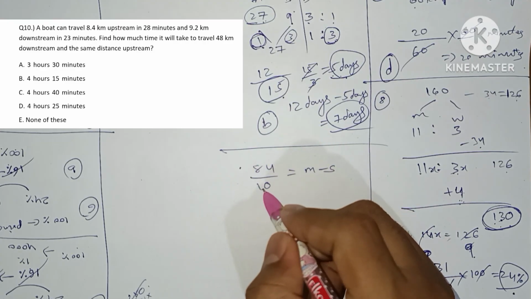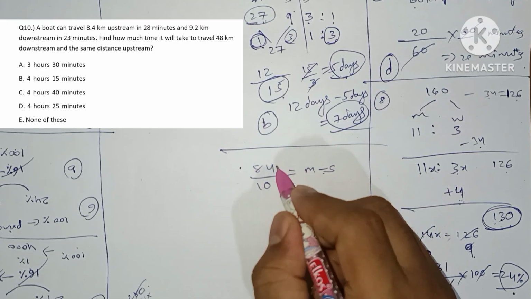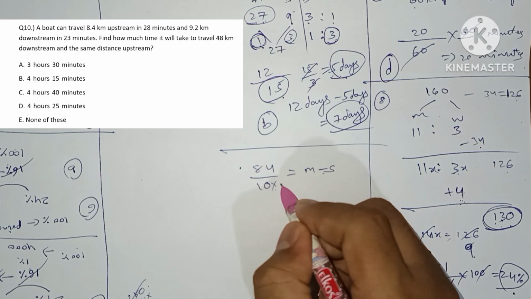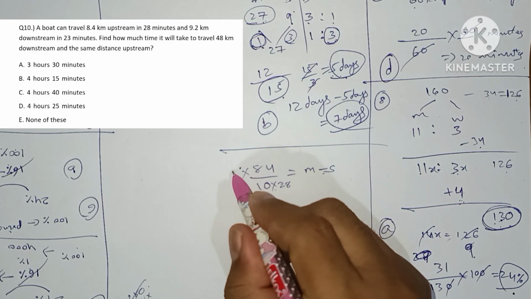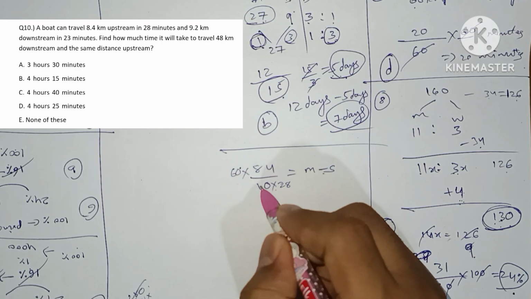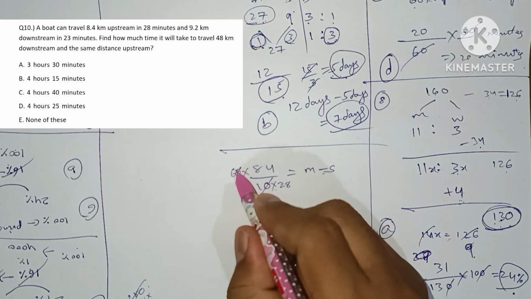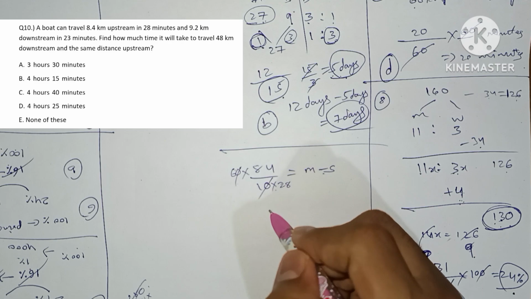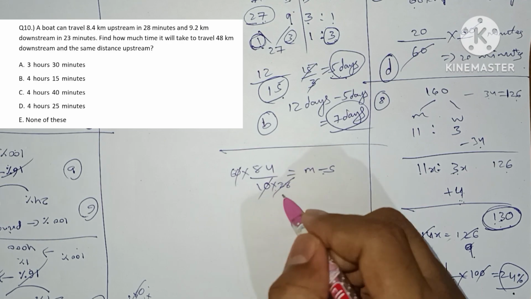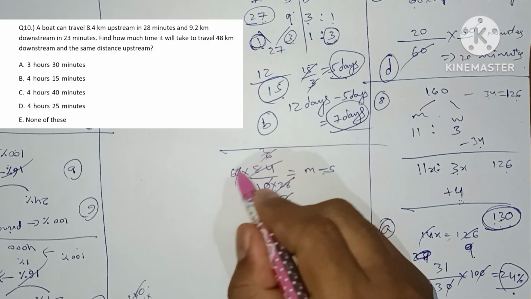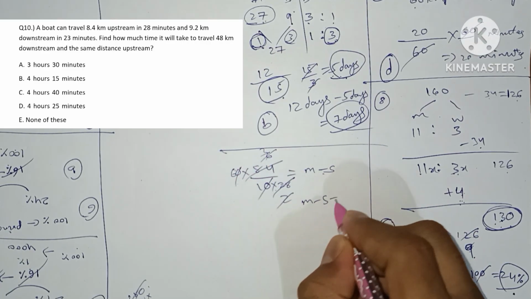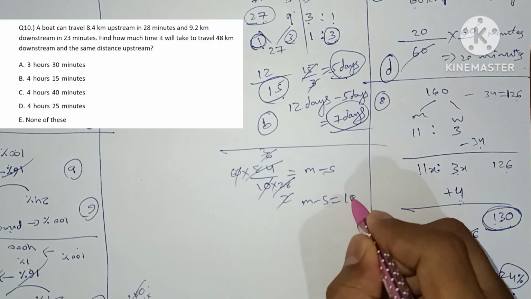This is the total distance. Speed equals distance by time. So time is in the denominator, which is 28, but these are in minutes. Let's convert them into hours. They are into 60. So this will be like this, 14 2 times and 14 6 times, 2 3 times. So we have the m minus s value, which is 60 times 18.